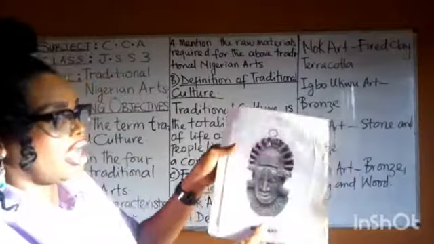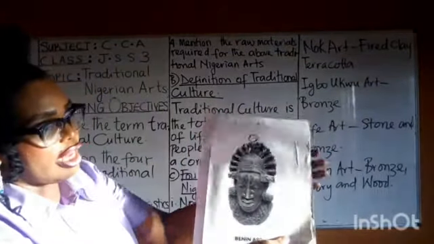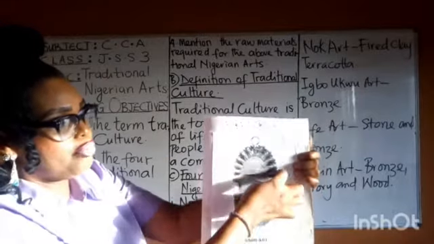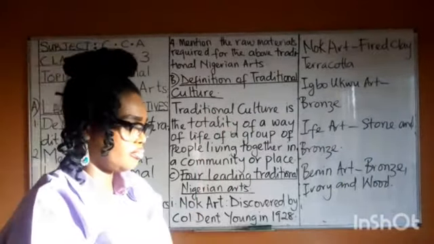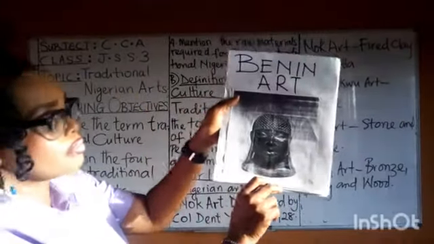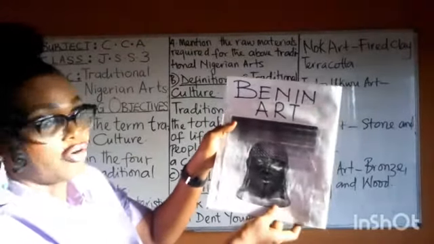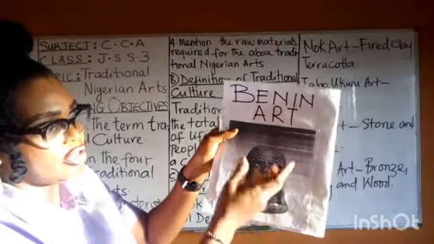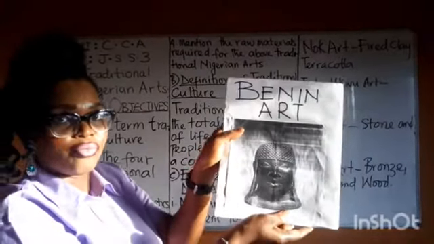Now this is Bini art. As said earlier, beaded crown and large head. I'll show you another example. This is also another Bini art. Beaded crown. This one is made in ivory, okay? From ivory raw material, beaded crown and large head.